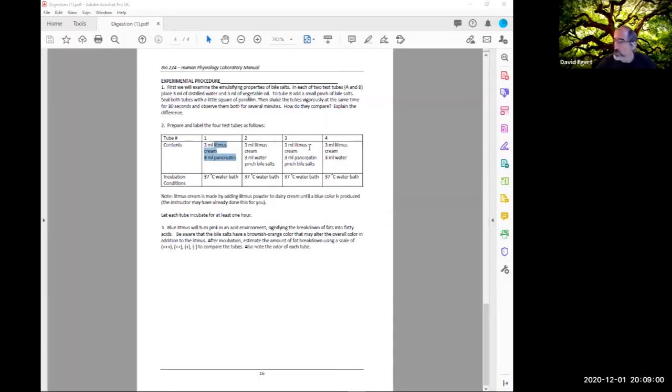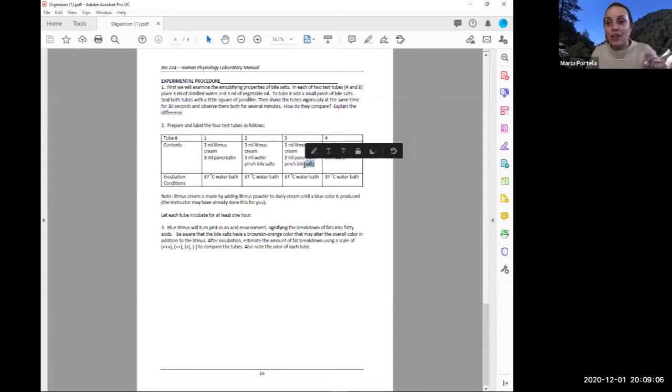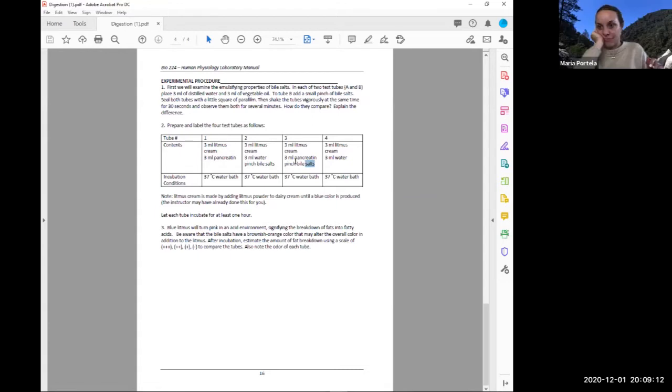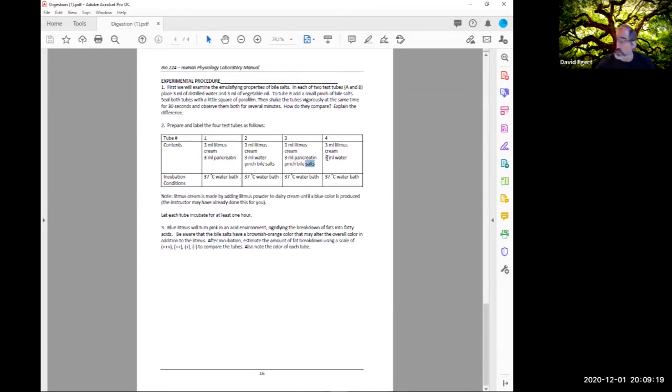Share screen again. What about litmus cream and pancreatin and bile salts? What would we expect? Red, like optimal. This is going to be the optimal, right? We're emulsifying and we got the enzyme. So this is going to be the most efficient breakdown we can have. Like I said, the fact that we have cream means that there's some emulsification. That's what cream is. It's kind of an emulsifier, milk fat stuff.